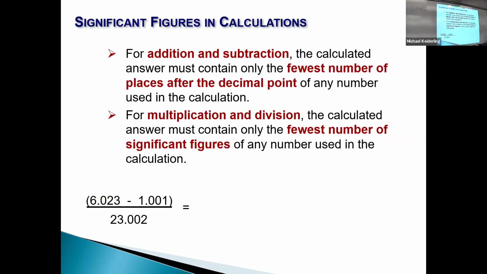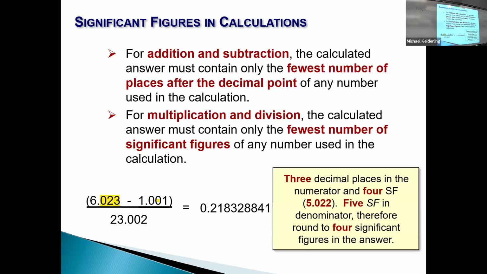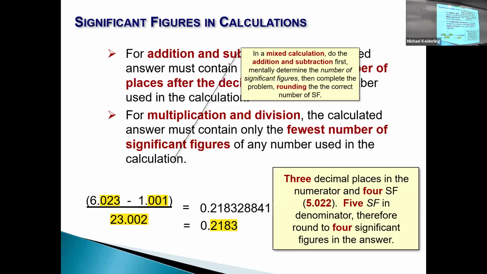And here we have 6.023 minus 1.001 divided by 23.002. And this, if you just go through the calculation, you get 0.218328841. And the top ends up with four significant figures after the subtraction. So you round to four significant figures, or you could just say, oh, look, there's four significant figures in my inputs, so I'll round to that. So the right answer is four significant figures, 0.2183.